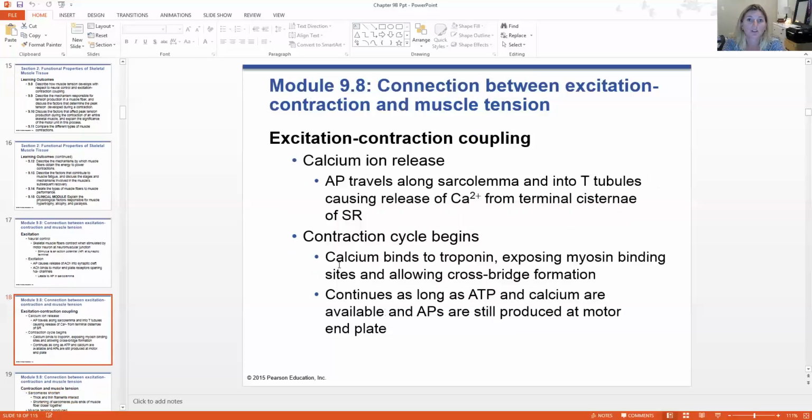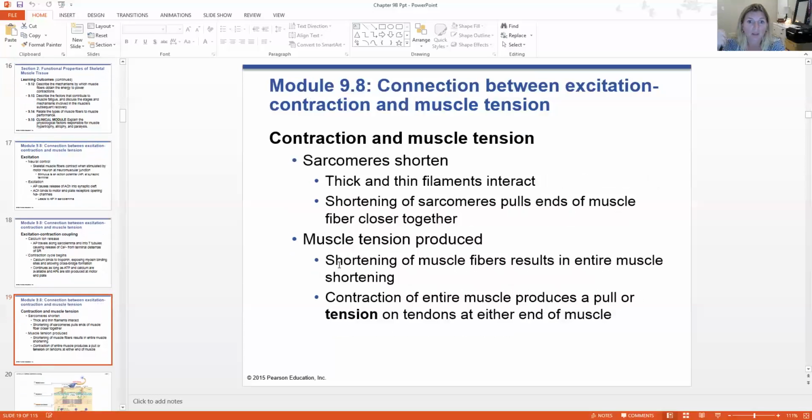Calcium binds to troponin, exposes the myosin. Myosin can then form the cross bridge. And as long as ATP and calcium are available, that cycle is just going to keep going. That muscle is going to continue to contract over and over and over again. With that contraction, the sarcomeres are shortening. It doesn't seem like it's going that far because it's just this little tiny movement. But if you have thousands of these sarcomeres lined up against each other and they're all moving a little bit, that's going to produce a big motion. So the thick and thin filaments interact in that cross bridge formation, and it's ultimately producing tension on the muscle because the muscle is shortening, that's pulling on the tendons, and that's where that tension comes from.